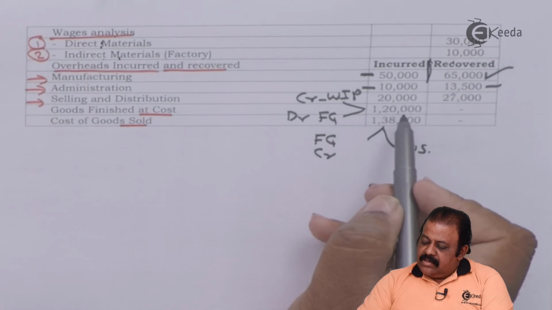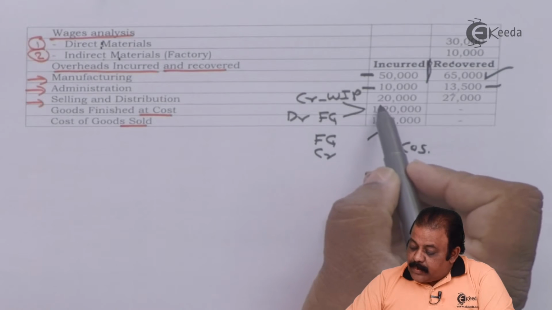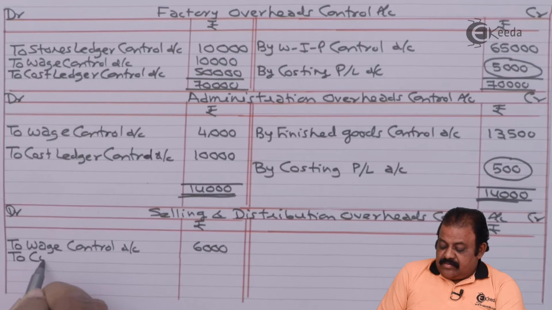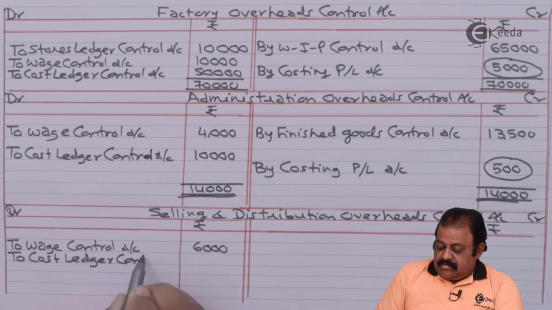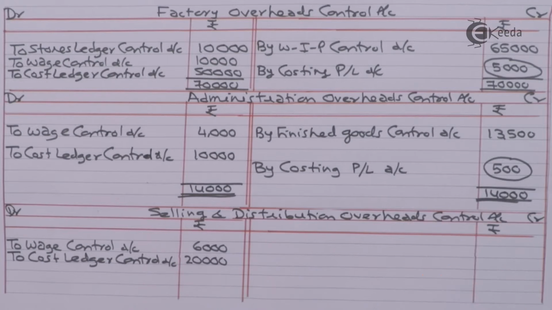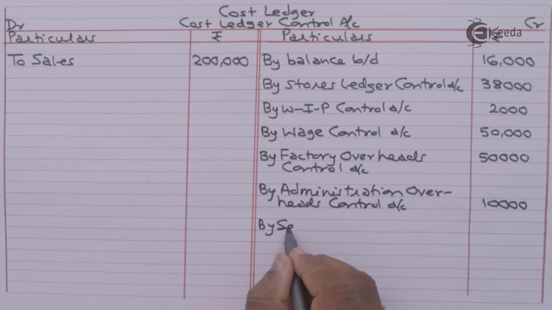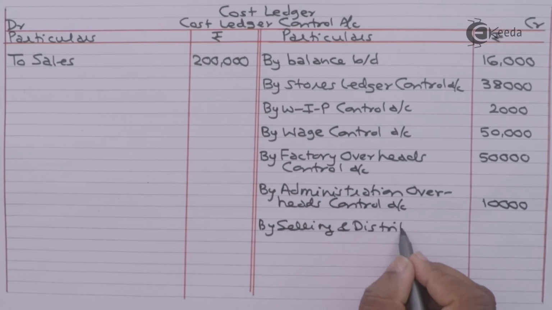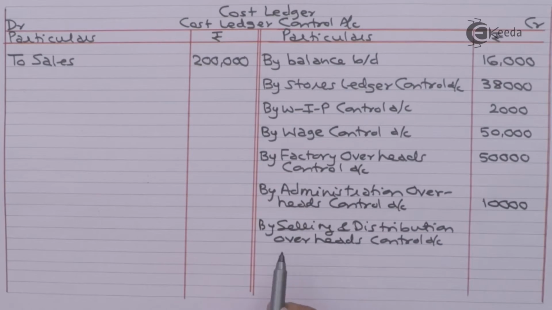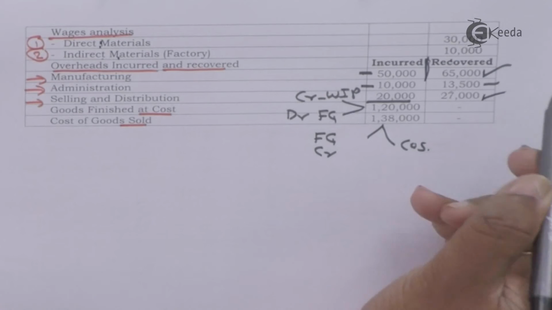Selling and distribution incurred 20,000. So selling and distribution overheads control account on debit side, to cost ledger control account 20,000. In cost ledger control account on credit side, by selling and distribution overheads control account.